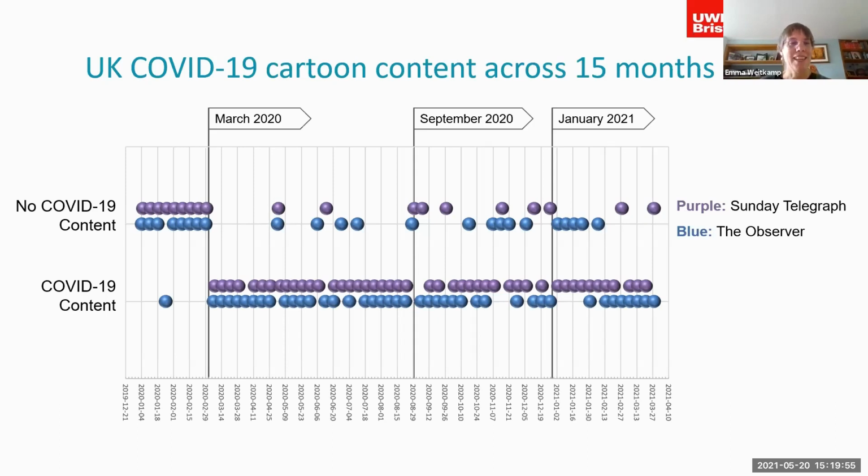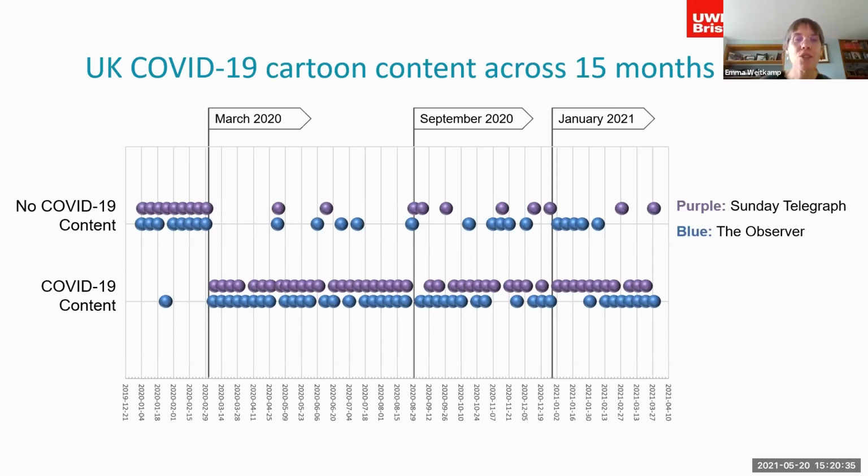So not surprisingly, in January, in February, when this pandemic is still largely confined elsewhere, it's not really got to the UK at this stage, we don't see a lot of cartoons with COVID content. Actually, there's only one, and that's in The Observer. But as soon as we hit the end of February, after the February half term, when lots of people came back from Italy with COVID-19 and started spreading it around the UK, we suddenly start to see practically all the cartoons in these two newspapers have COVID-related content.